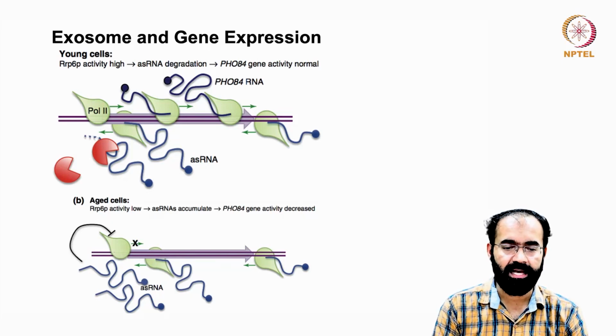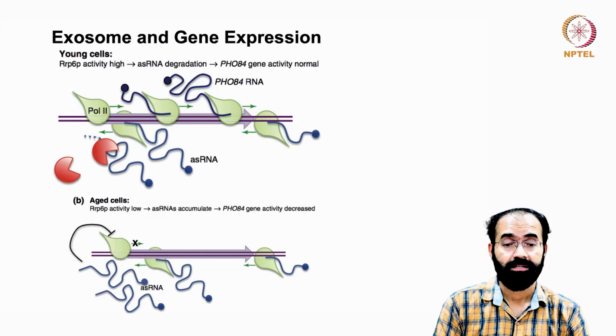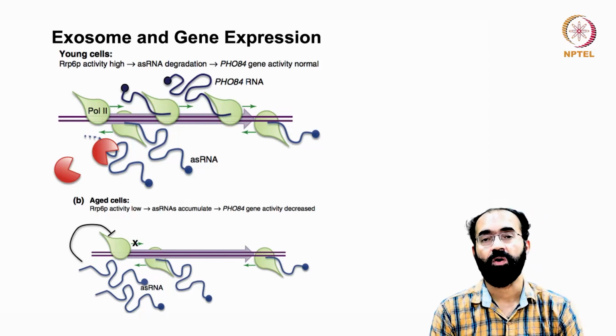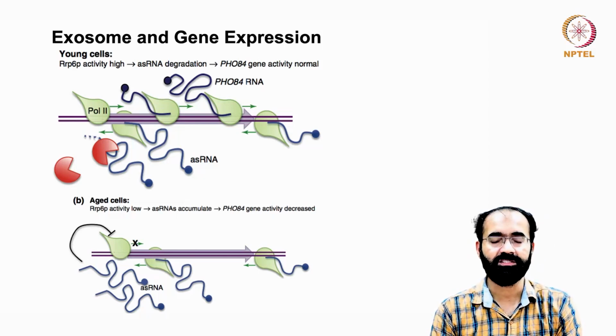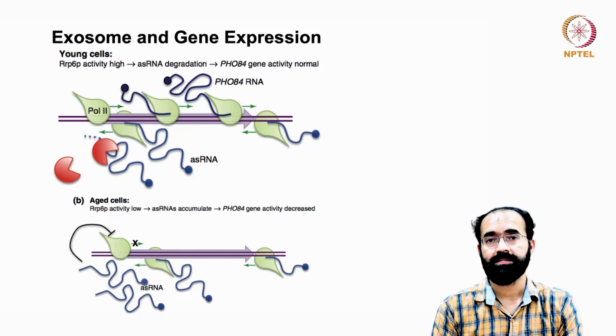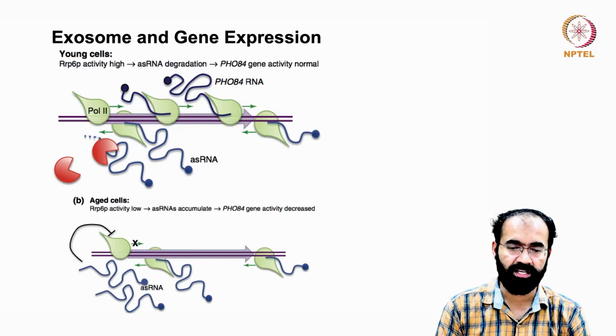So this antisense RNA can form, and Pol 2 can produce 484 RNA. Now, when the activity of RRP6P, which is an exosome, is high, the antisense RNA can be degraded, and because of this, the 484 RNA can be formed properly without any problem, because there is no one to pair with the 484 RNA, and it will be happily translated, and the 484 protein is formed.